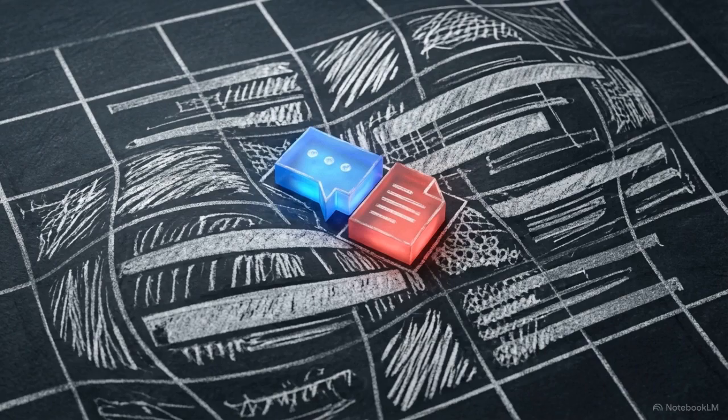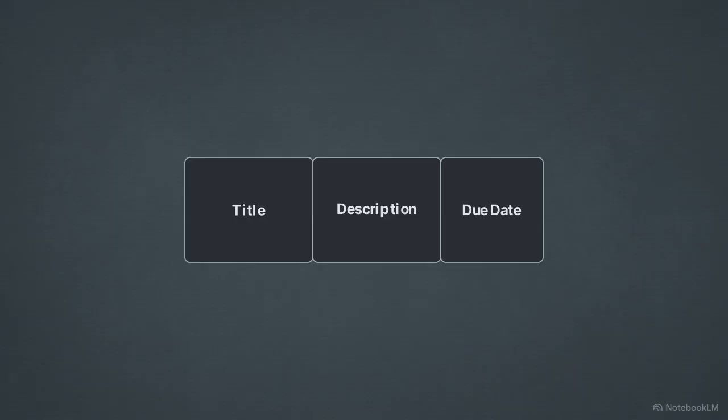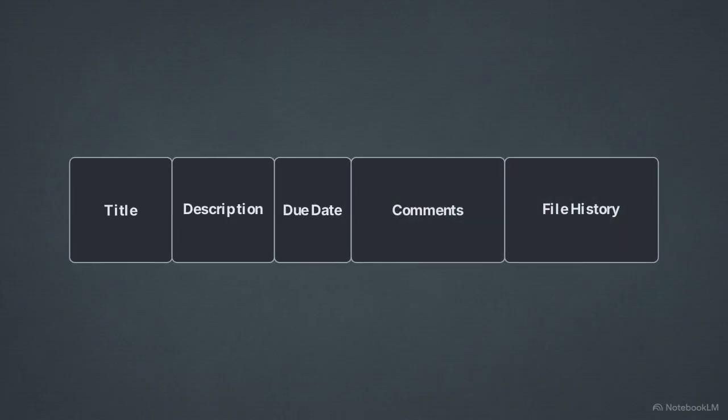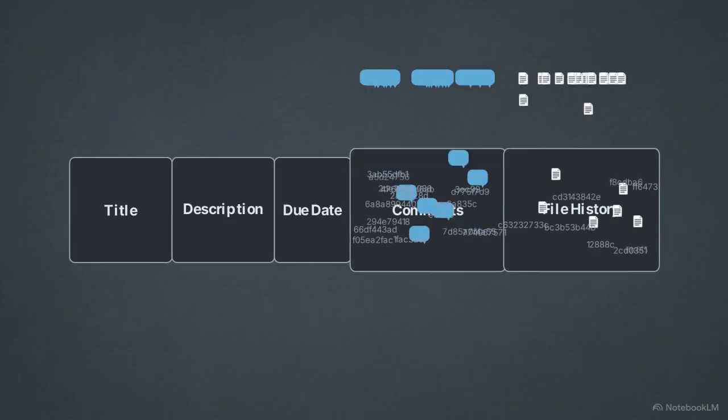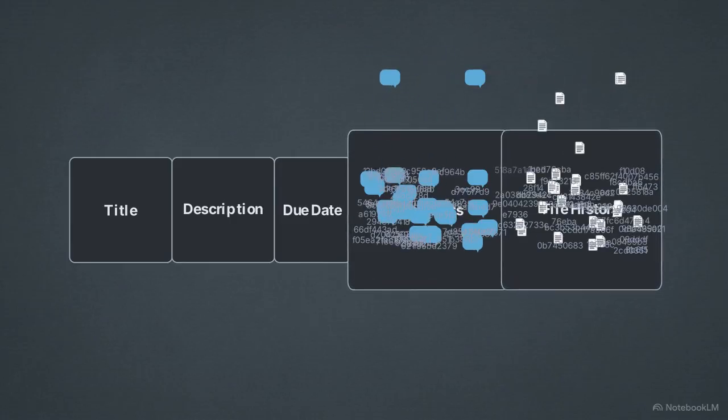Users start asking to leave comments on tasks, and they want to attach PDF files. They need to assign the same task to 3 different people across 2 different departments. Watch our diagram. Instead of rethinking the system, the developer forces new features into the original design, cramming user comments and file histories into the exact same horizontal row.